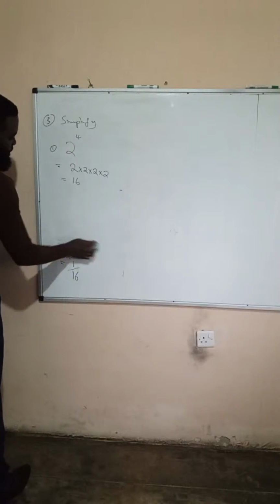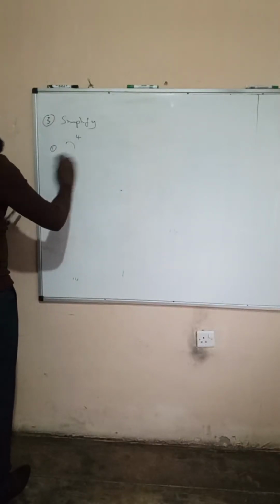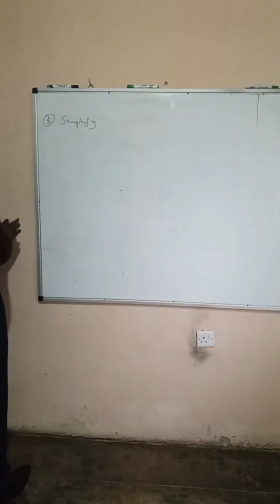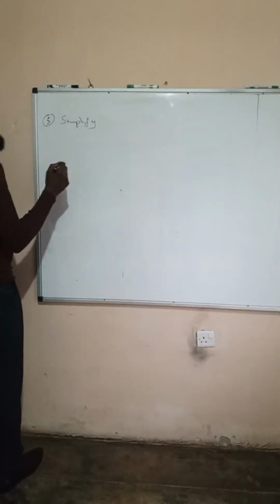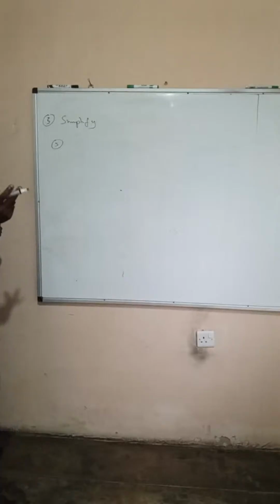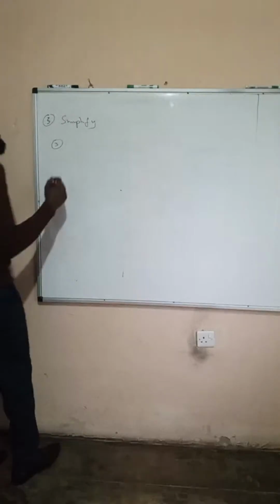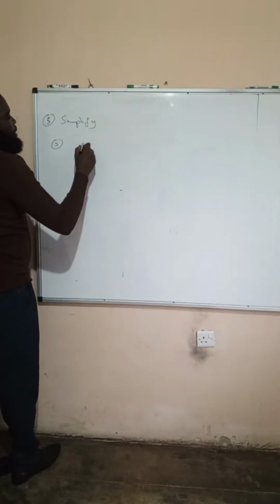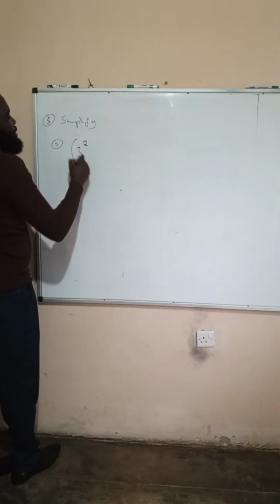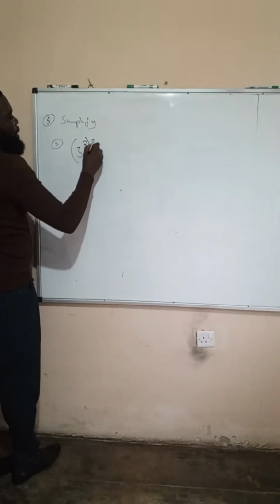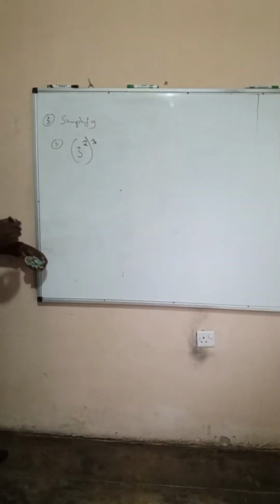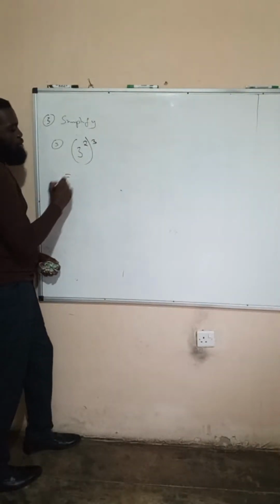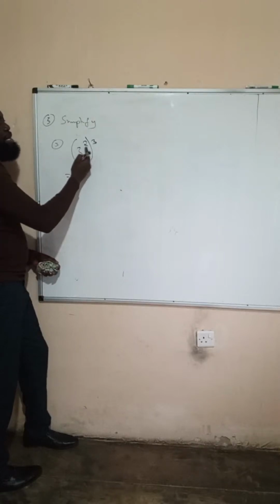Okay. This is example 2. Example 3, on the same simplify. If they bring a question like 3 to the power 2 in closed brackets to the power 3. Okay? What did I say about such things? How do you simplify this? I said when there are 2 powers, 1 power inside, 1 power outside, you multiply them.